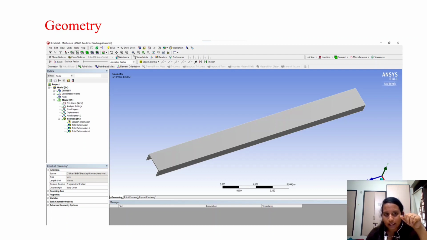I already told that in the experimental procedure I selected a C-section beam which has a length of 750 mm, a height of 30 mm and a width of 62 mm. This is the geometry of my C-section beam. Like this I have extruded my structure.